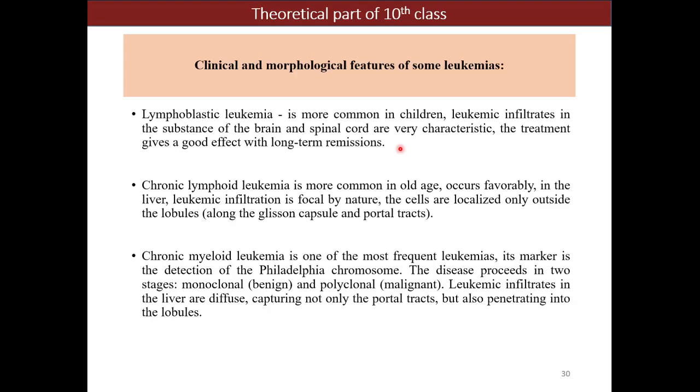Chronic myeloid leukemia is one of the most frequent leukemias, and its marker is the detection of the Philadelphia chromosome. The disease proceeds in two stages: monoclonal benign and polyclonal malignant phases. Leukemic infiltrates in the liver are diffuse, capturing not only the portal tracts but also penetrating into the lobes.